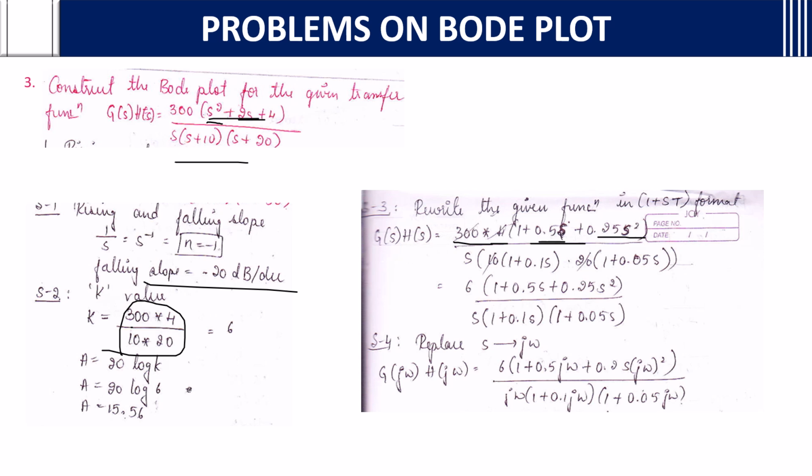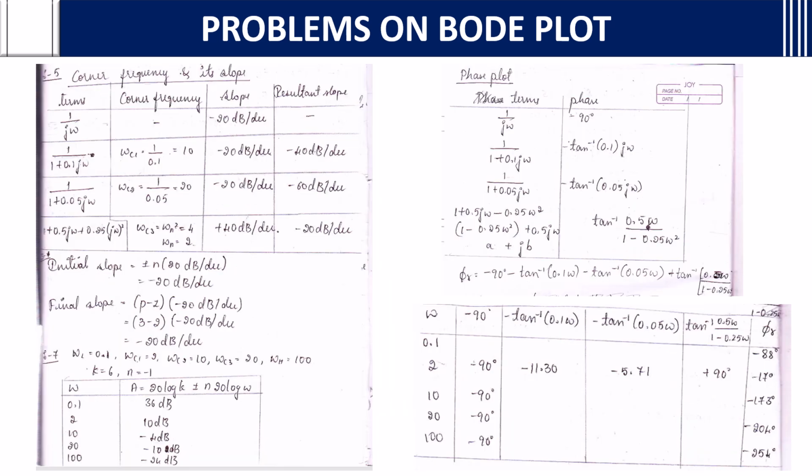So here you will take 10 and 20 common, it will become 200. If you take 10 and 20 common, you will get 1 plus 0.1 s into 1 plus 0.05 s. Then you will get the value. Here also, if you see, the k value is 6 only. Like this also you can do, or directly you can find the k value initially. After finding, you will replace s by j omega. You will get this equation.